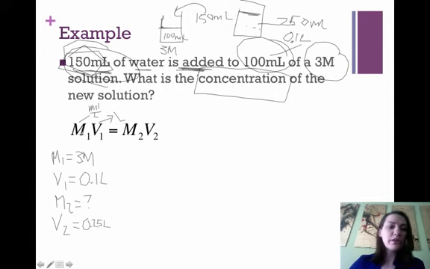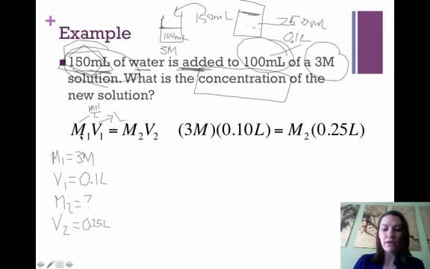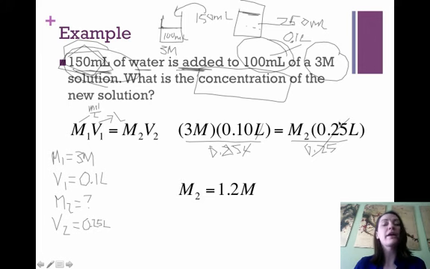All right, so here's what we're going to do. We're going to start out by plugging these into our formula. So I've got 3 molar times 0.1 liter equals our second molarity, which is what we're looking for, times 0.25 liters. Now I'm going to divide by 0.25 liters on both sides. My liters are going to cancel out, and I'm going to get my new molarity. My new molarity is going to be 1.2 molar.